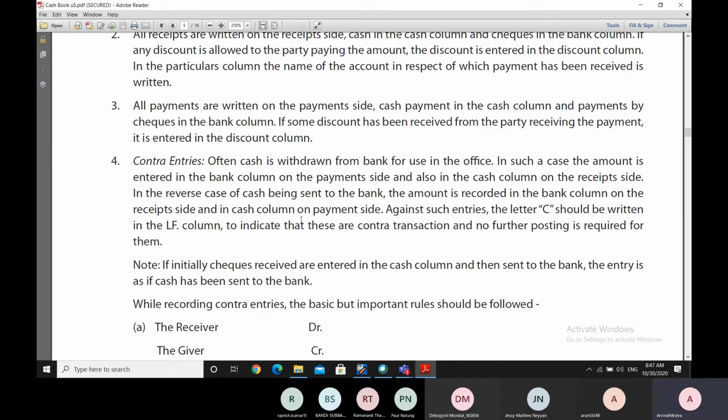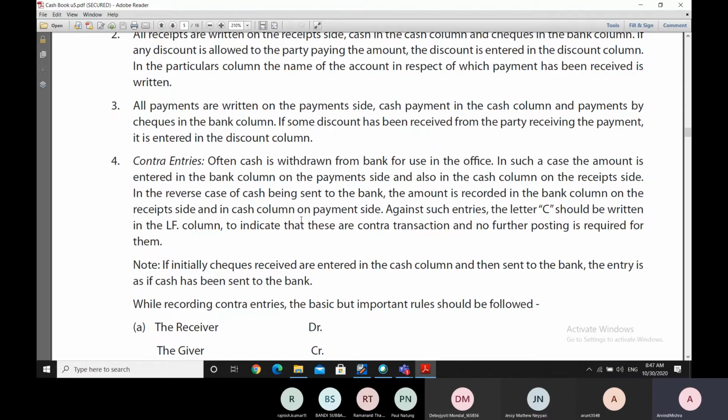In the reverse case, where cash is being deposited into the bank, that amount would be recorded in the bank column on the receipt side and in the cash column on the payment side. So in essence, a two-way entry is being made here, or a contra entry is being made here.